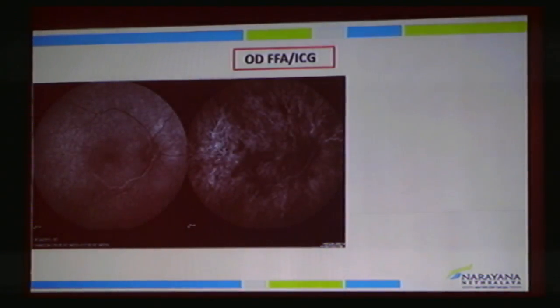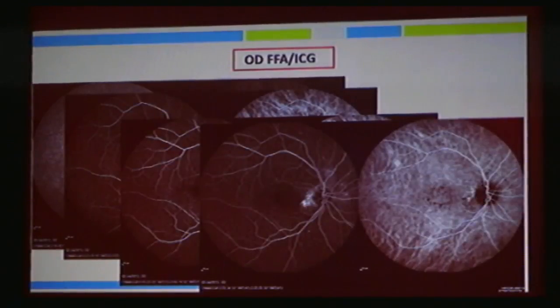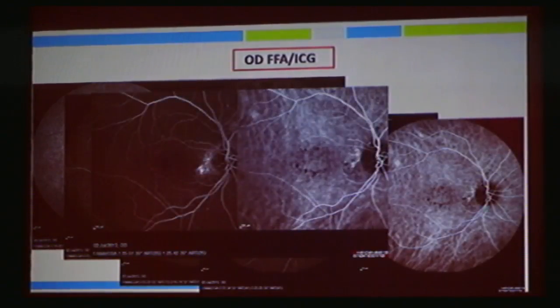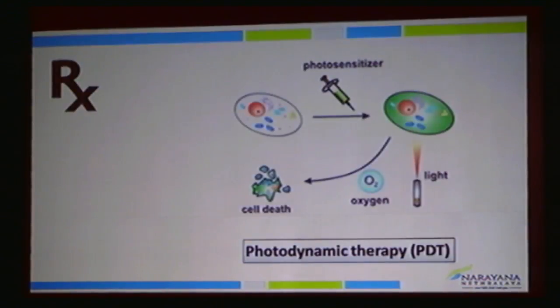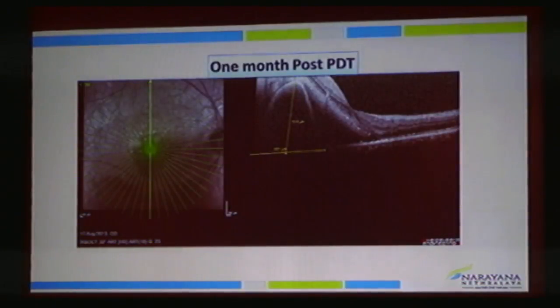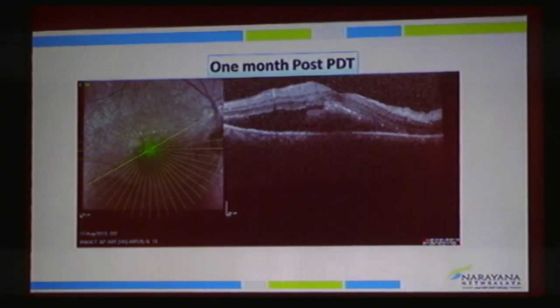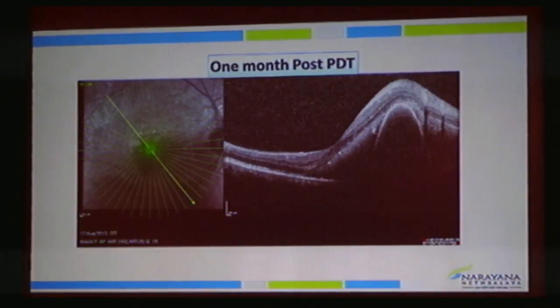We decided to repeat the angiography again. However, at this point of time, we noticed some areas of hyperfluorescence on the FA as well as some areas of hyperfluorescence on the ICG, which we thought could possibly be polyps. We proceeded to treat the patient with an anti-VEGF along with photodynamic therapy. But to our dismay, one month post the PDT, the patient's OCT picture looked like this.